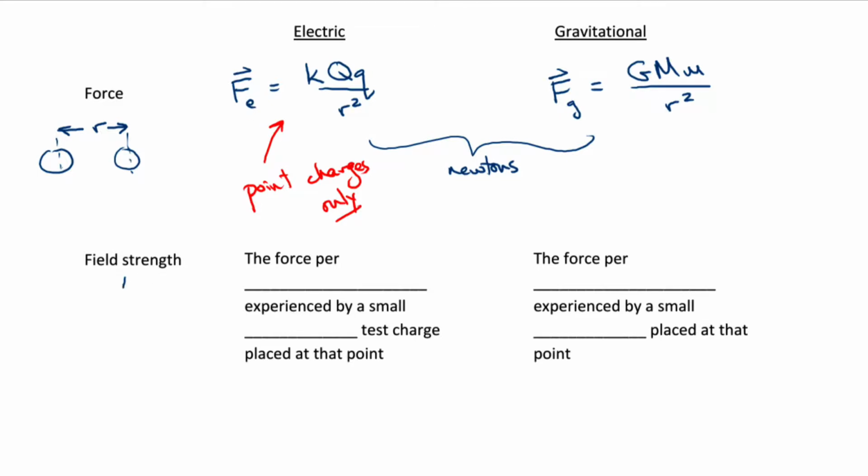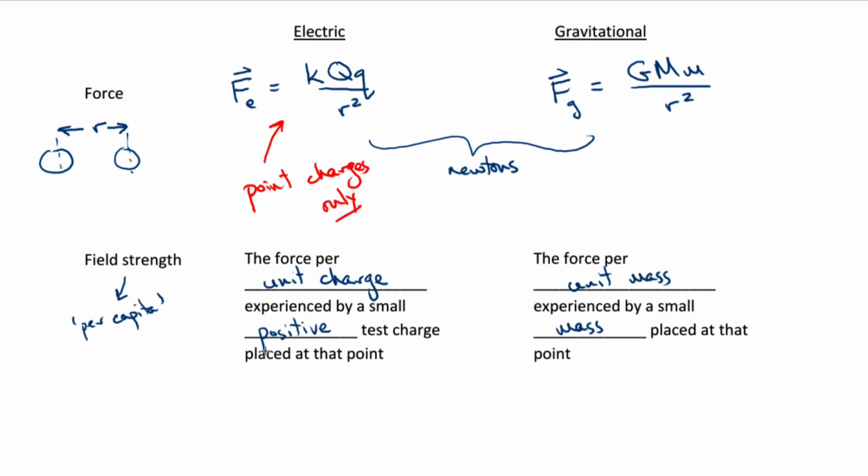Field strength is a kind of standardized or per capita force. In the electric case, it's the force per unit charge, in other words, per coulomb, experienced by a small positive test charge placed at a point. So that yellow sensor was our positive test charge, and it would allow us to figure out the force per unit charge at a given point in space. In the gravitational situation, it's the force per unit mass, experienced by a small mass placed at that point.